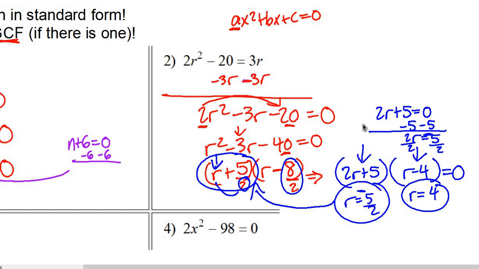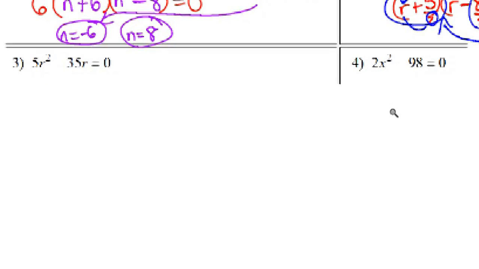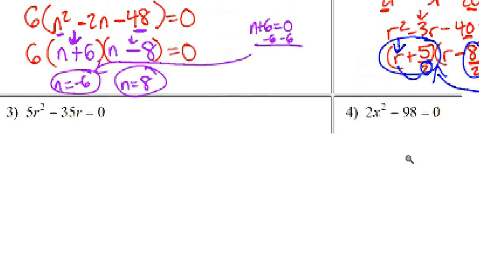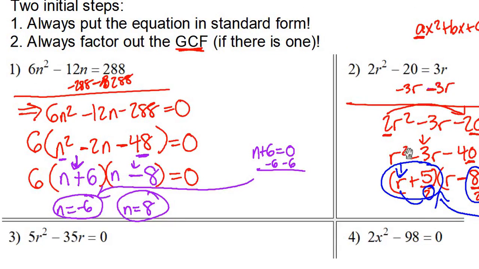We factored it, and then we set each parentheses equal to 0 and solve for r. All right, last two, number 3 and number 4. These are a little bit different because they only have 2 terms. I should say most of these have 3 terms. So again, same rules. We always put our equations in standard form.